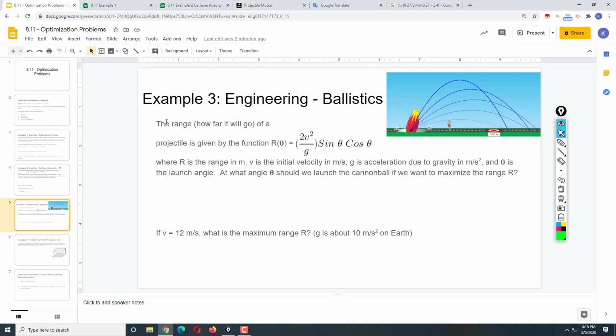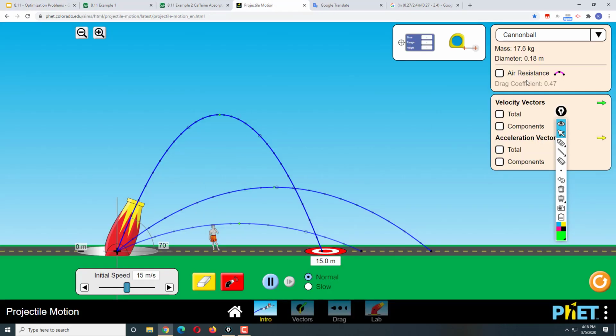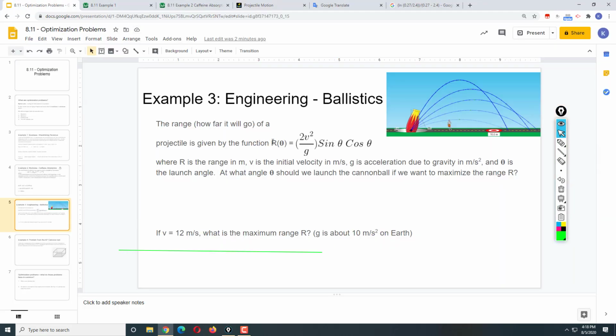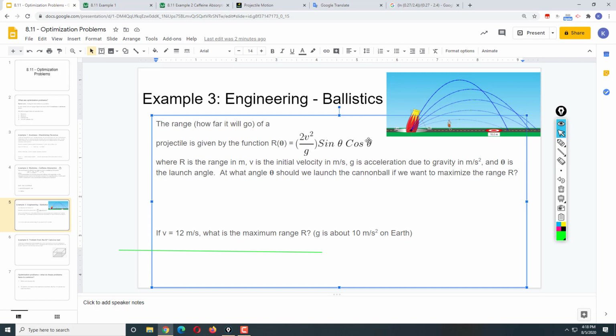Our question is, we want to know, given the range, which is how far, so in this problem, the range is this. This is the range. This line, from where we start to where the cannonball lands. The range is given by this function. We know this from physics. We can actually calculate this from the fact that velocity is the derivative of position and acceleration is the derivative of velocity, and that acceleration is g. So R of theta is equal to 2v squared over g times sine theta times cosine theta.